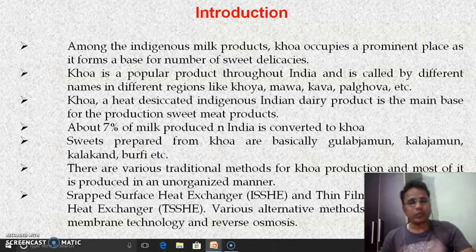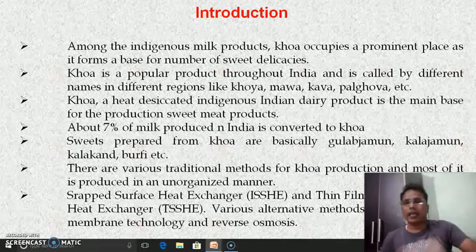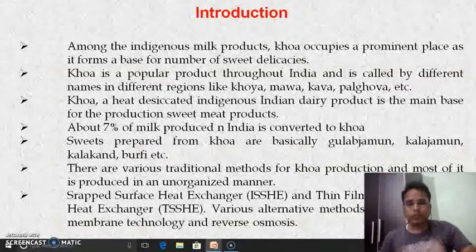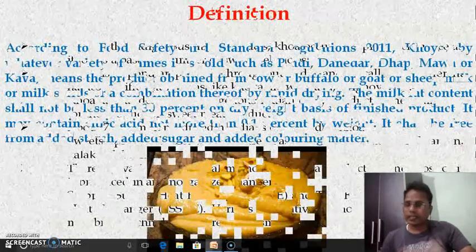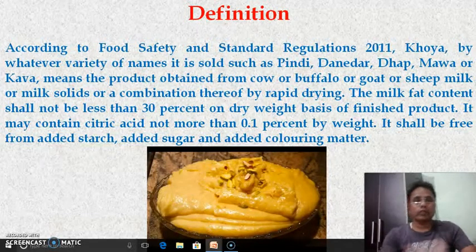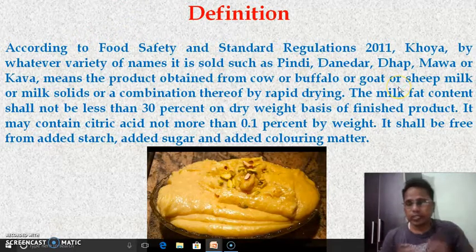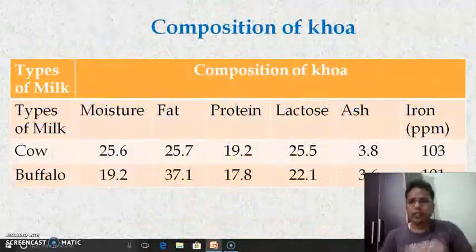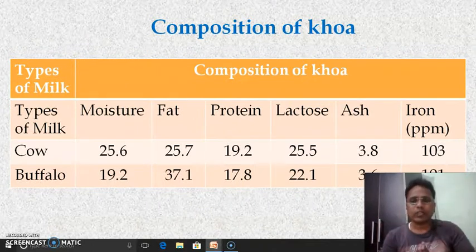that is gulab jamun, kalakand, parfait, and we have also seen the various methods used in the preparation of Khoa, including very new technologies. Then we have seen the definition according to the Food Safety Standards Regulation 2011, and the definition according to the PFA Rules 1976. I am not going into detail because we have already seen the definitions.